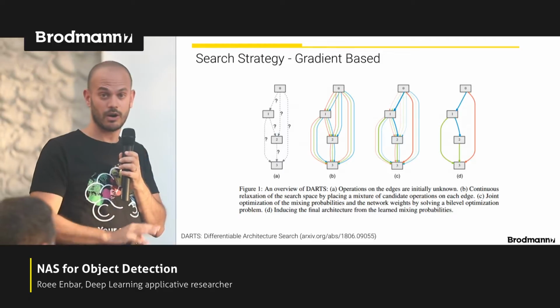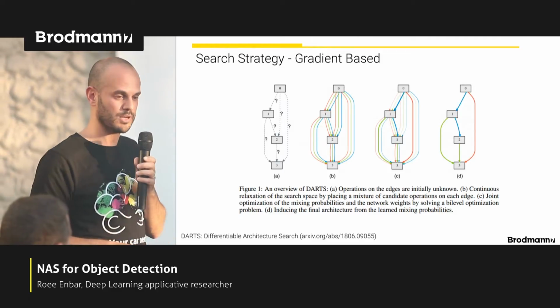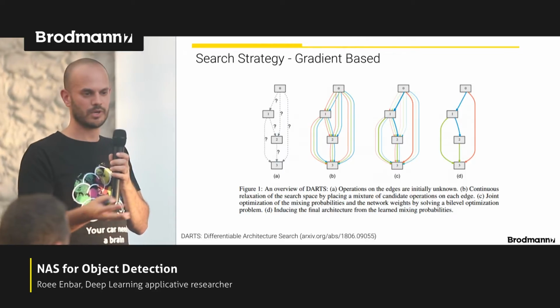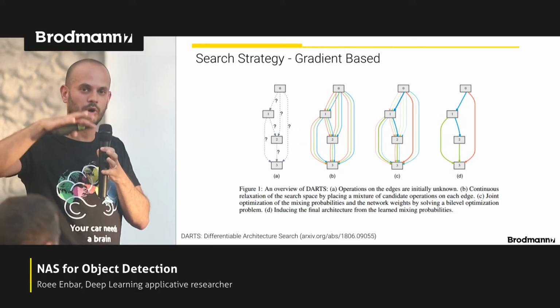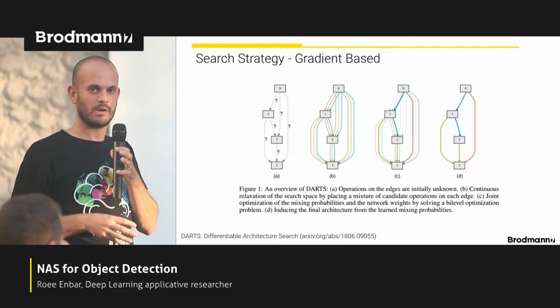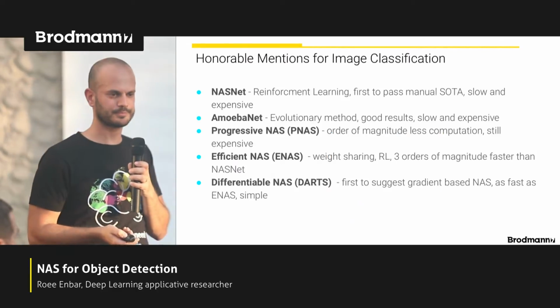Gradient-based methods are awesome. They're super fast, but they have their problems. For instance, in the original DARTS paper, I need to contain the entire model, the entire hypermodel, in my memory, which forces me to use smaller models.